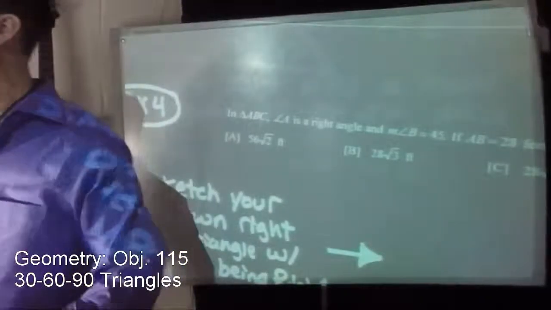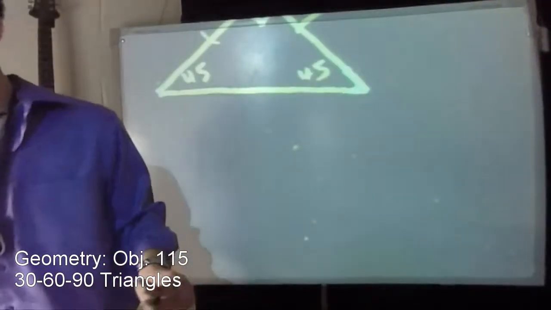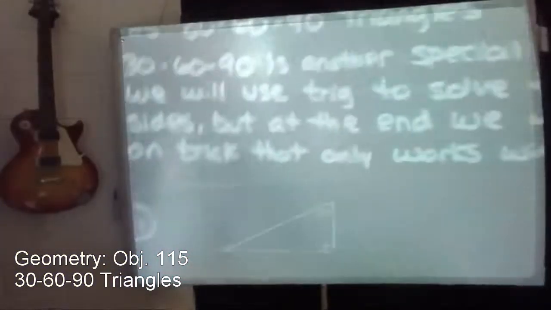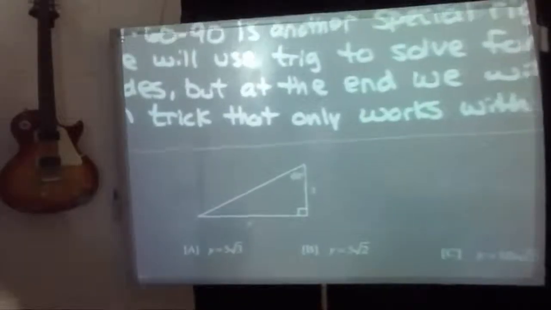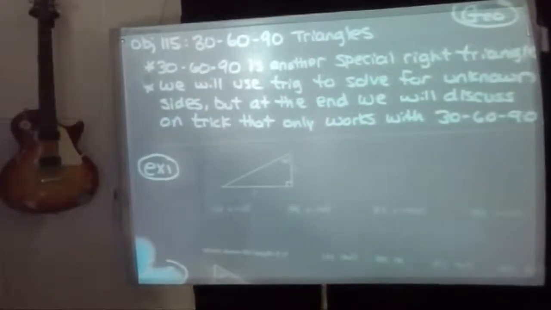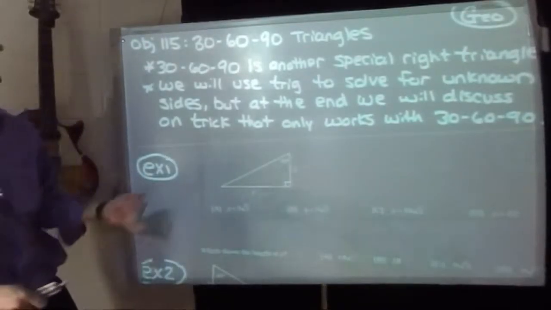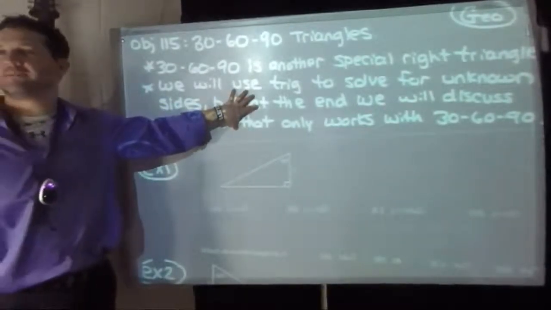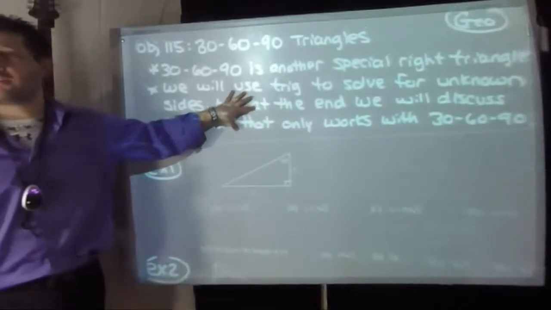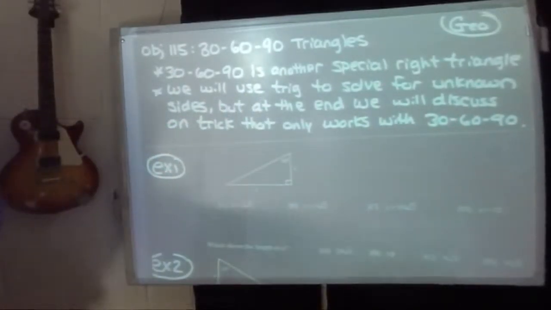Moving on to 115. It's a different kind of special triangle called 30, 60, 90. Again, anybody who Googles 30, 60, 90 or tries to look up how to do 30, 60, 90 triangles on YouTube, they're not going to do SOHCAHTOA. They're going to learn a whole bunch of tricks that they expect you to memorize. We're going to do SOHCAHTOA. And at the very end, I'll show you maybe one trick.